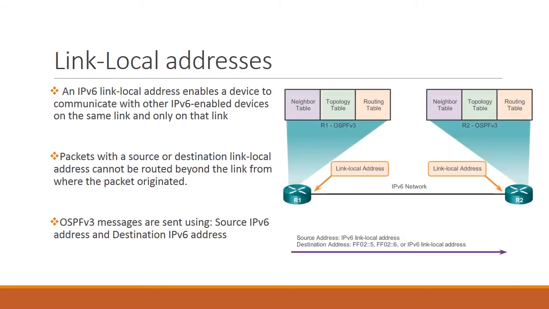Packets with a source or destination link local address cannot be routed beyond the link from where the packet originated. OSPFv3 messages are sent using a source IPv6 address and destination IPv6 address. OSPFv3 packets can be sent to a unicast address using the neighbor IPv6 link local address. They can also be sent using a multicast address.